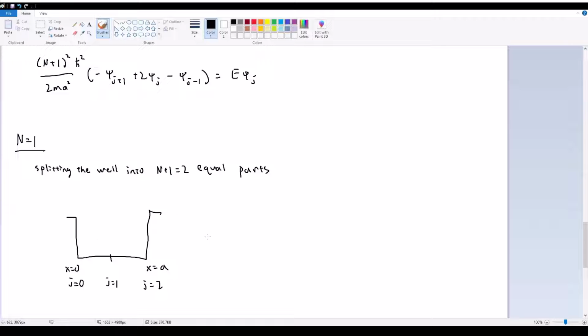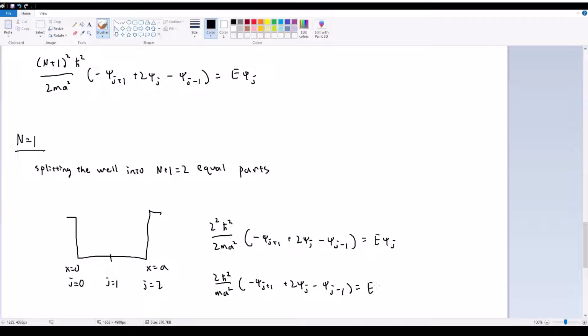Then if we substitute in n equals 1, this gives us 2 squared times h bar squared over 2ma squared times negative psi j plus 1 plus 2 psi j minus psi j minus 1, and this is equal to e times psi j. The 2's cancel out. We get 2 h bar squared over ma squared times negative psi j plus 1 plus 2 psi j minus psi j minus 1, and this is equal to e times psi j.